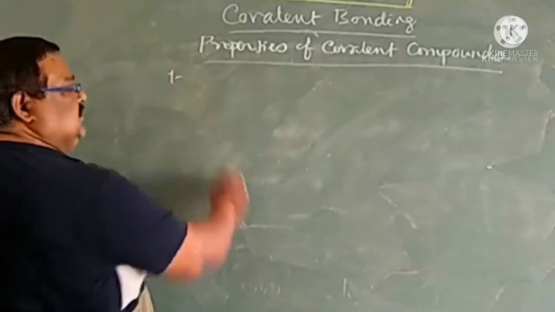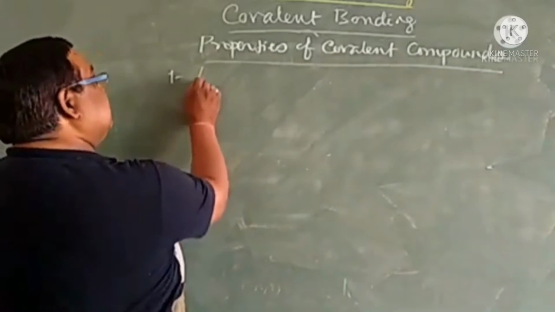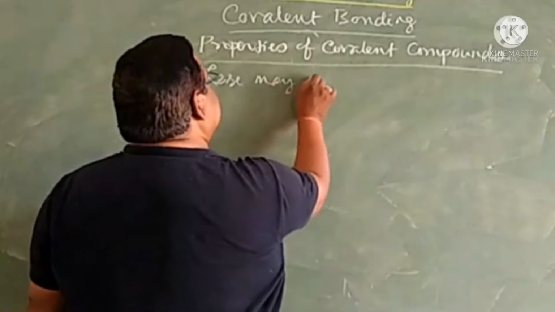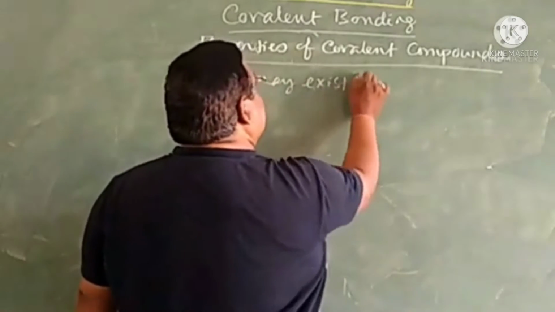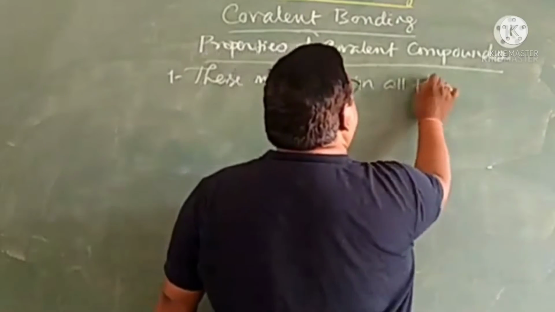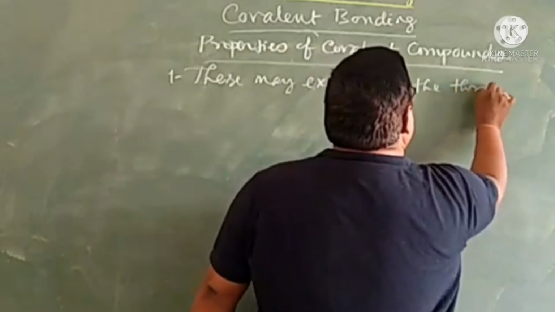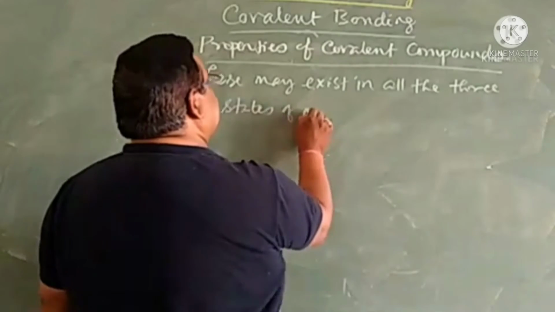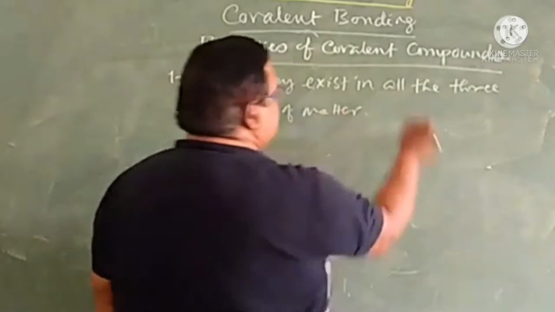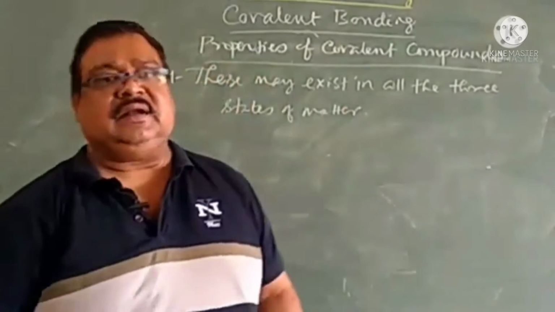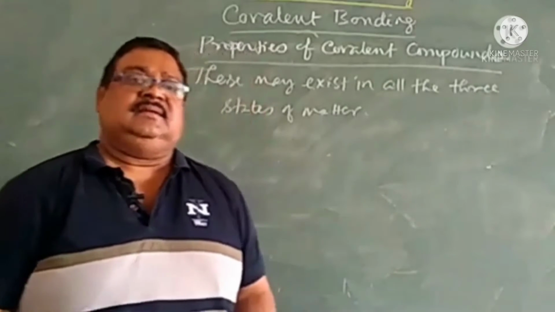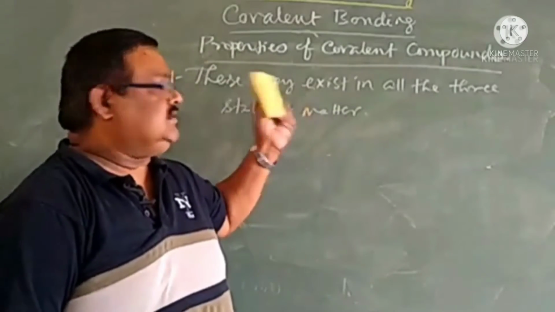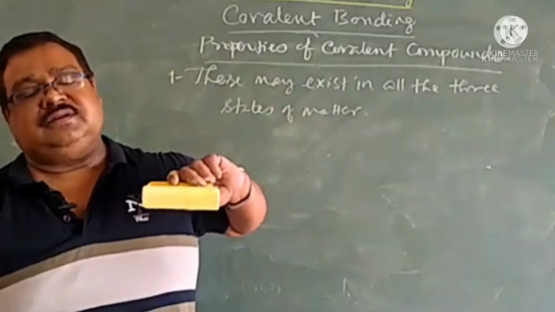So first property is these may exist in all the 3 states of matter, that is solid, liquid and gaseous states. सो तीनों स्टेट्स में ये मैटर एग्जिस्ट करते हैं कोवलेंट कंपाउंड्स.